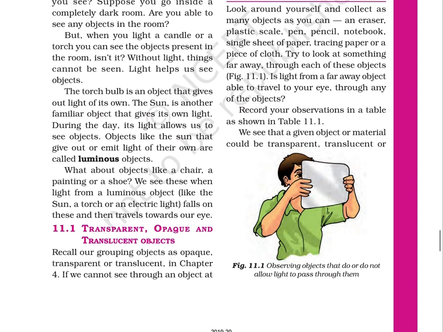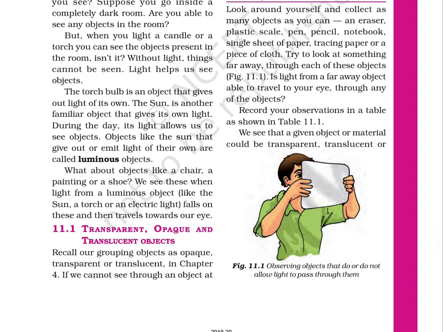Objects like the sun that give out or emit light of their own are called luminous objects. What about objects like a chair, a painting, or a shoe? We see these when light from a luminous object like the sun, a torch, or an electric light falls on these and then travels towards our eye.